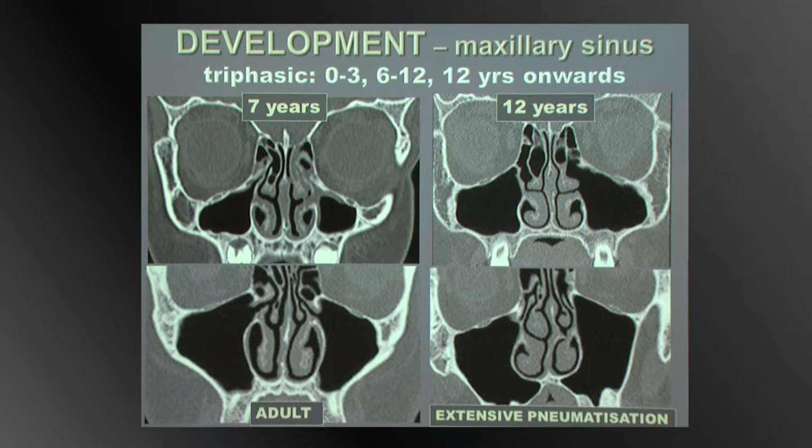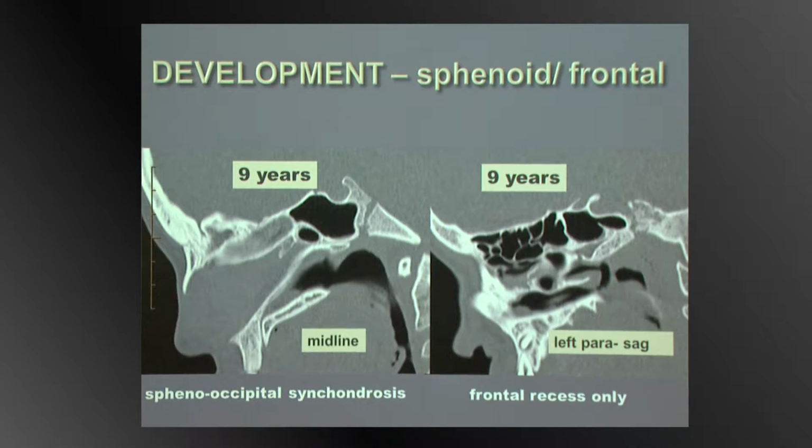So if you look, there's 3 phases of development: 0 to 3, 6 to 12, and 12 years onwards. So by the age of 12, your sinuses should be at the same level as the floor of the nasal cavity. And then they expand laterally into the zygoma and inferiorly below the level of the nasal floor. And your sinuses may be extensively pneumatized going between the tooth roots, as we've seen previously.